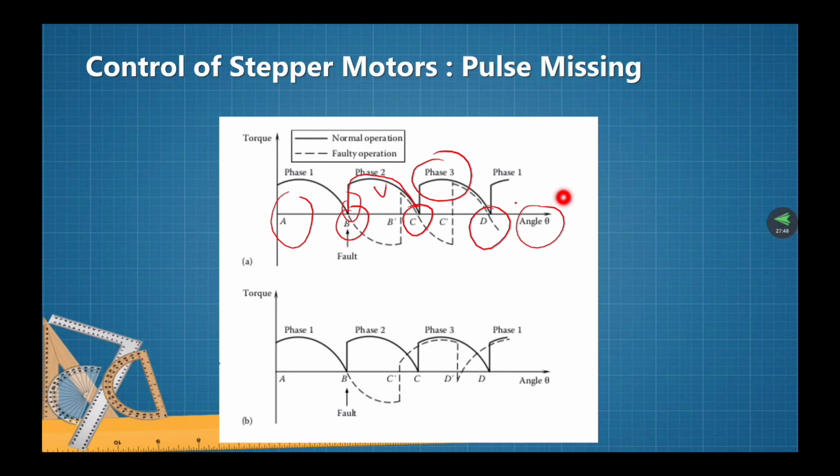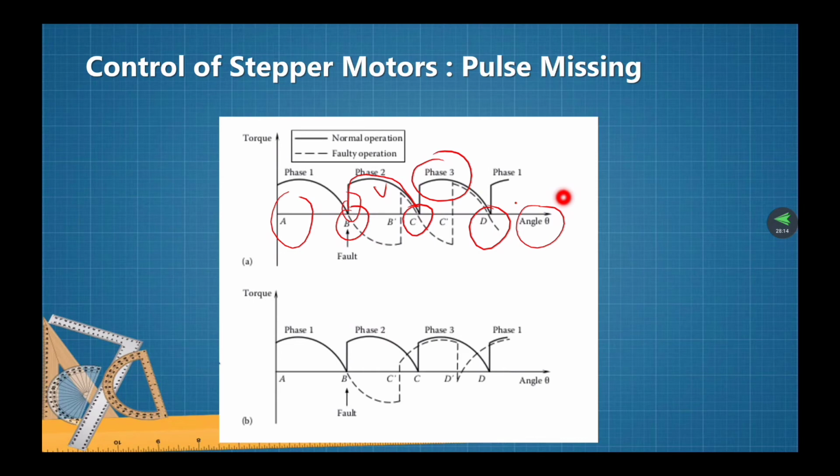Pace 1 continues to be active, providing a negative torque. This slows down the motor. The next pulse is received when the rotor is at position B', not C, because of the rotor deceleration. Pulses are sent at equal time intervals for constant speed operation.